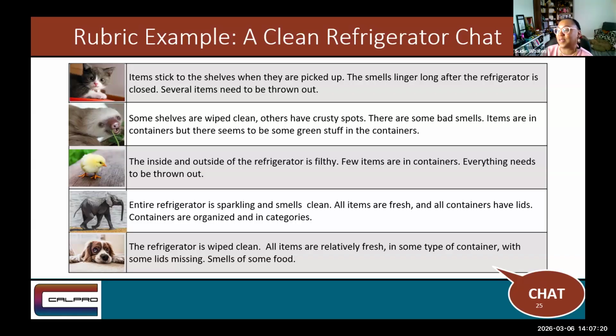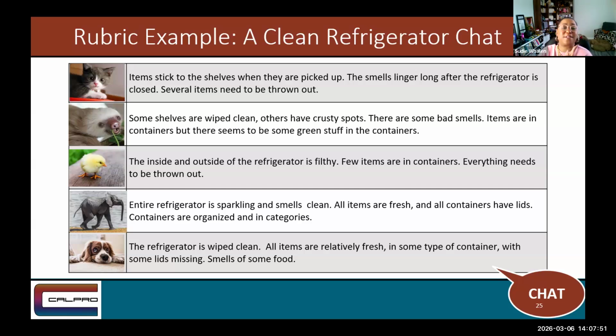Let's see what's going on with our little baby duck here, with our little chick. The inside and the outside of the refrigerator is filthy. Few items are in containers. Everything needs to be thrown out. Where? Okay, a lot of 0s on this one. All right. Isabella's like exclamation. So this is a super duper 0. She's like, for real this time, this one is a 0. All right. Okay. I think we're all in agreement that that's a 0. Poor duck.